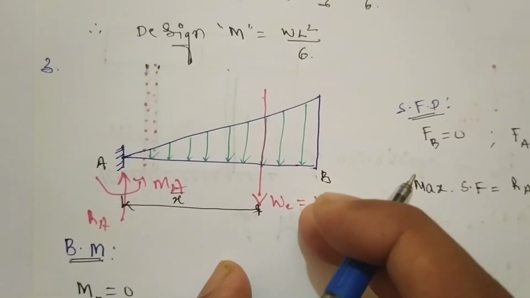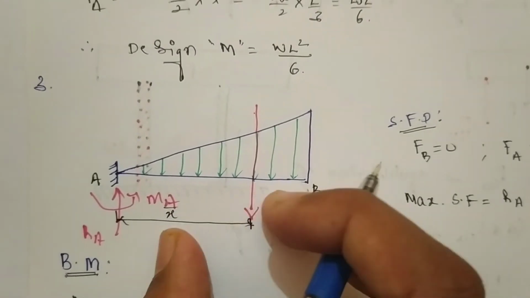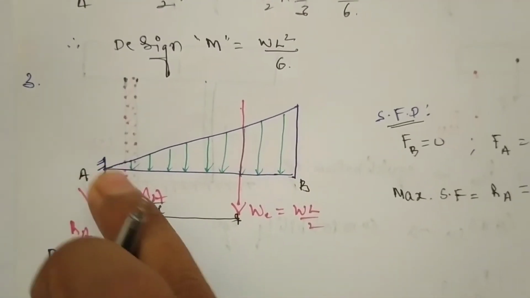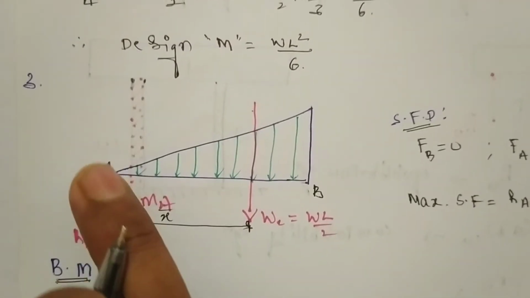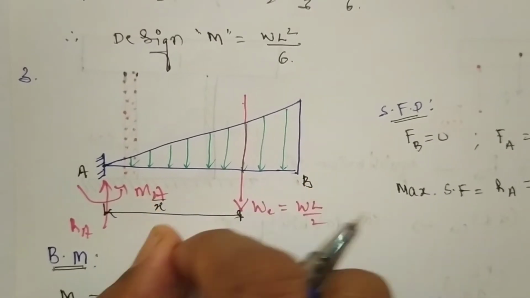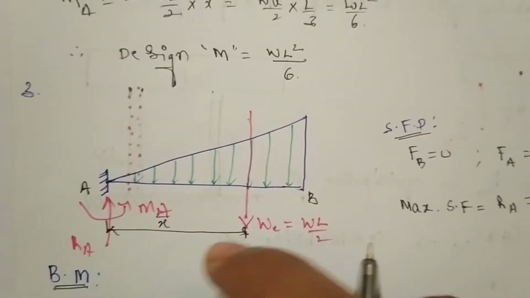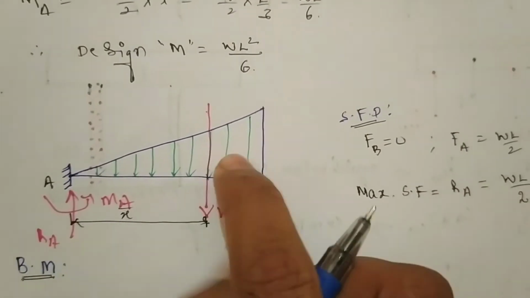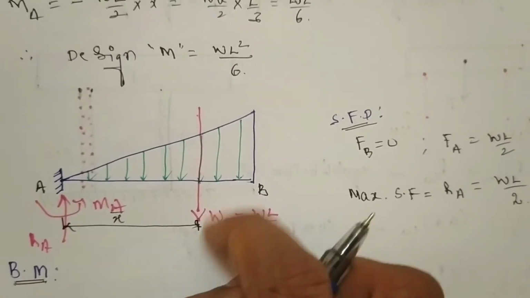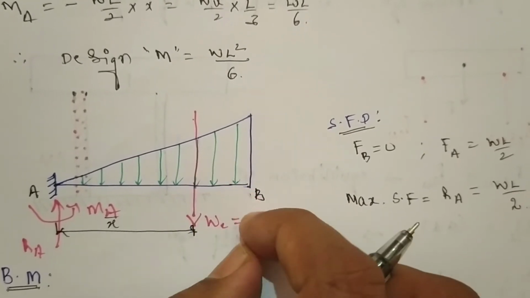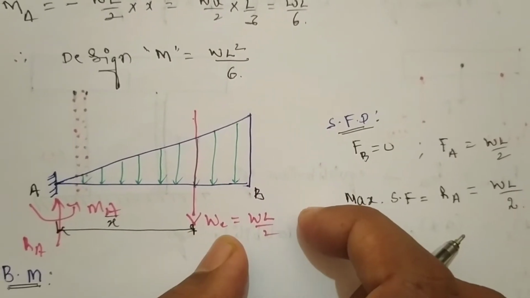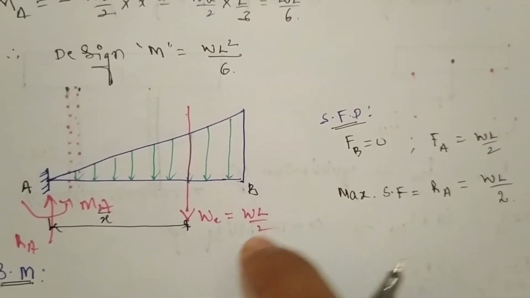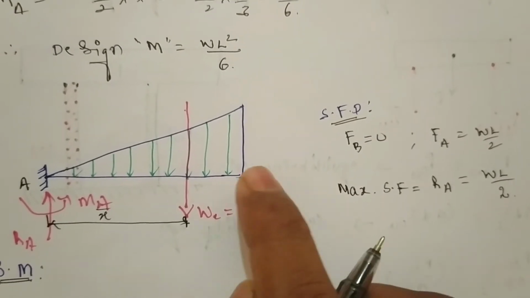This is also a cantilever beam, but reversed: the smaller side is fixed. In the last problem, the higher side was fixed. This is also a uniformly varying load converted into a point load. The total load equals the area of the triangle, half into base into height, which is WL by 2, acting at the centroid.